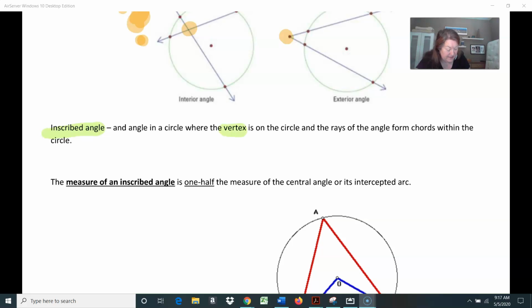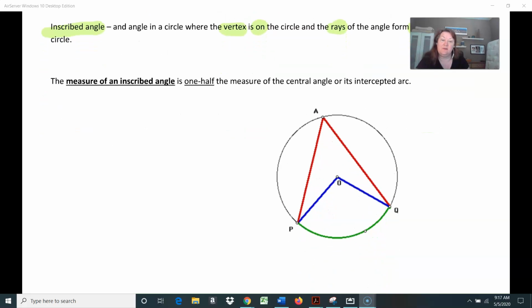Looking at our definition, an inscribed angle is an angle in a circle where the vertex is on the circle and the rays of the angle form chords within the circle. Remember, chords are just line segments that go from one point on the circle to another point on the circle. And we know something really special about these. Remember how in a central angle they match? In an inscribed angle, the angle itself is going to be half the amount of the central angle or of the intercepted arc.